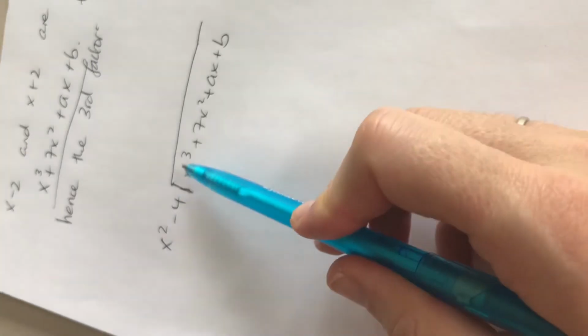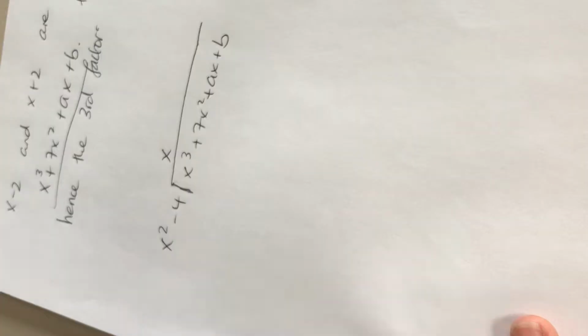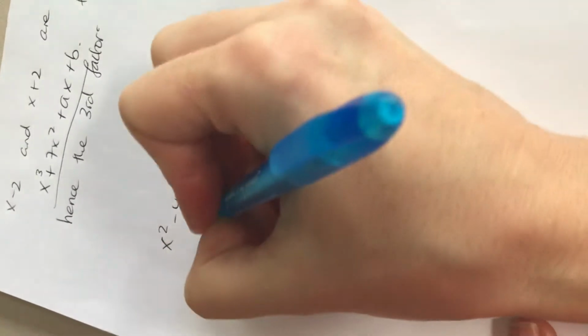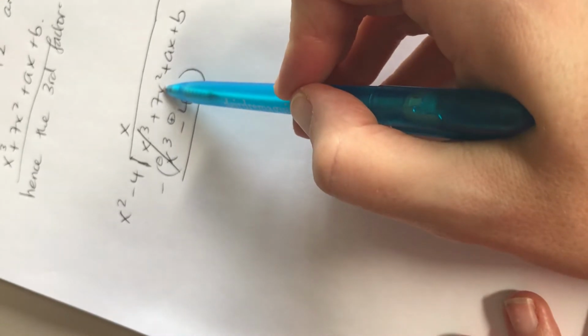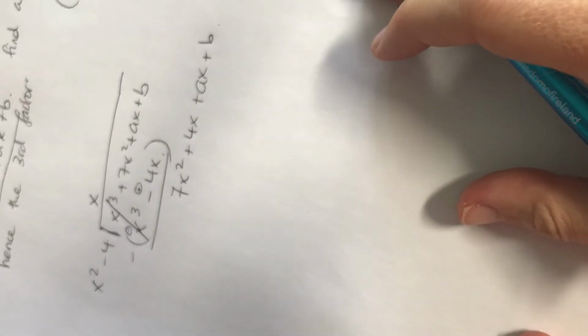So what do I multiply x by to give me x cubed? I multiply it by x. You could take that to the side, multiply it by this. We end up with x cubed minus 4x, and we subtract. x cubed minus x cubed, gone, which is what I wanted. A 7x squared plus a 4x, I can't do anything with that. Plus an ax, again, I can't simplify any of this, plus a b. So just take it down and I'll keep going.